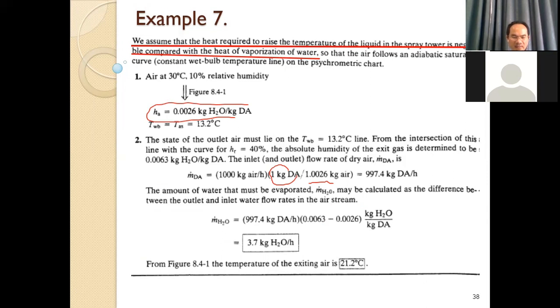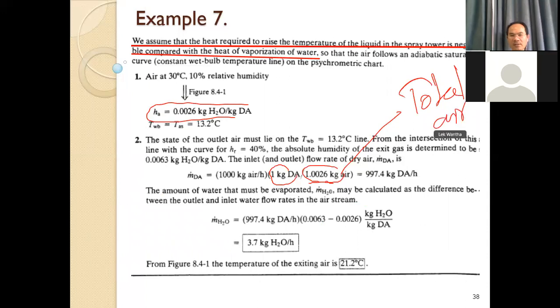But that means the air is 1.0026, 1 plus 0.0026. This is the total air, include the air and water vapor. Okay, now you can calculate the mass rate of dry air inlet. This is inlet.